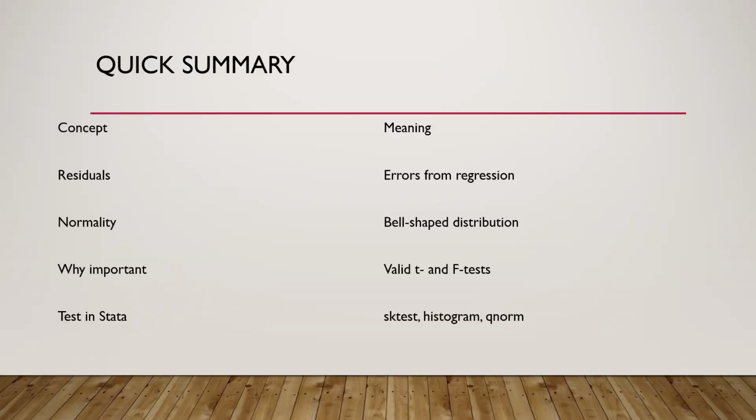Now, let's do a quick recap, a quick summary of this whole thing. The quick summary is for when you want to do diagnostics. First, we check the residual error from the regression for normality, a bell-shaped distribution. We should have that. And it is important for the t and F statistics. We can use the histogram command in STATA to get it done.